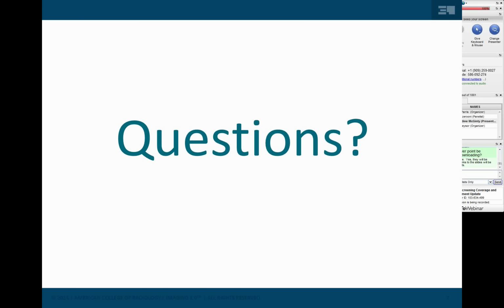This is for Dr. McGinty. Could you please repeat the S code that you mentioned for commercial payers for lung cancer screening? Sure. S as in Sam, 8032.